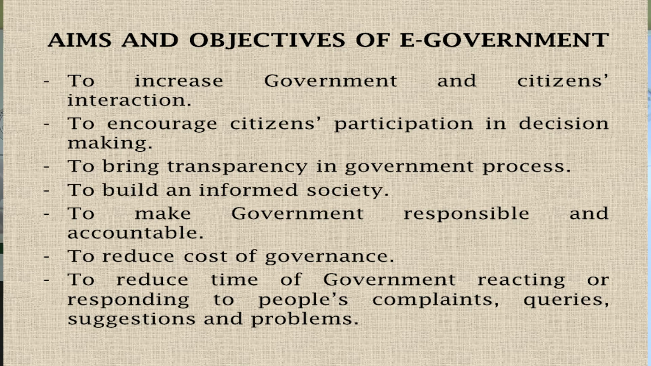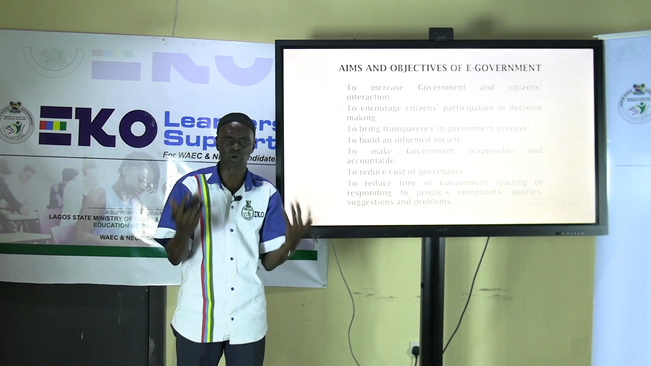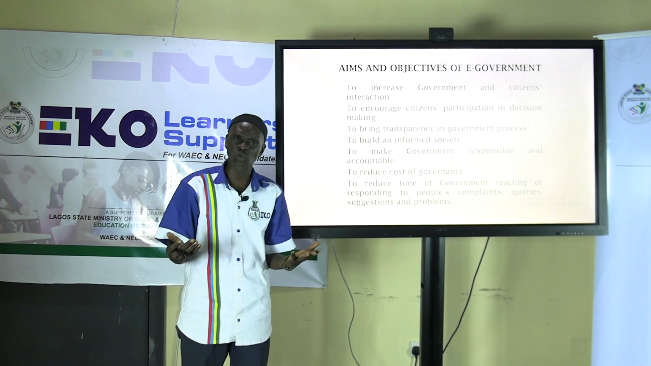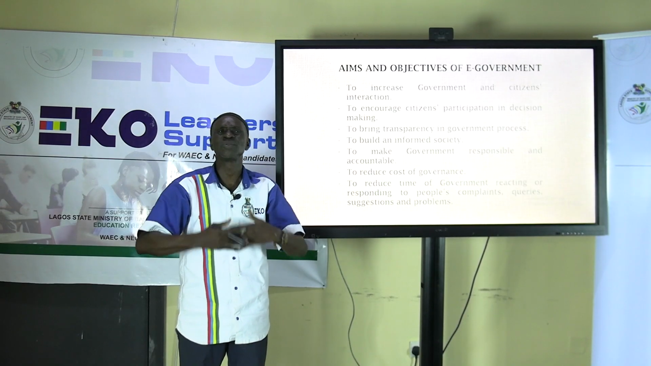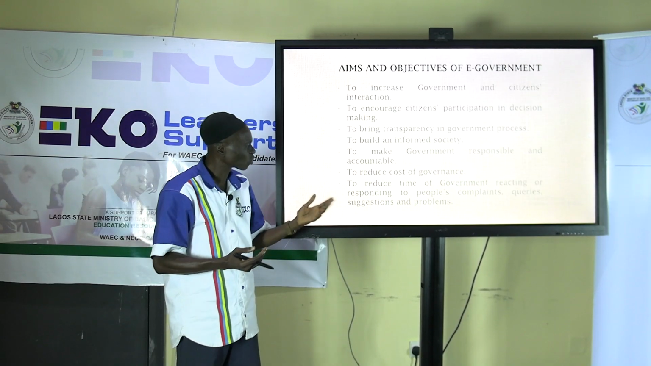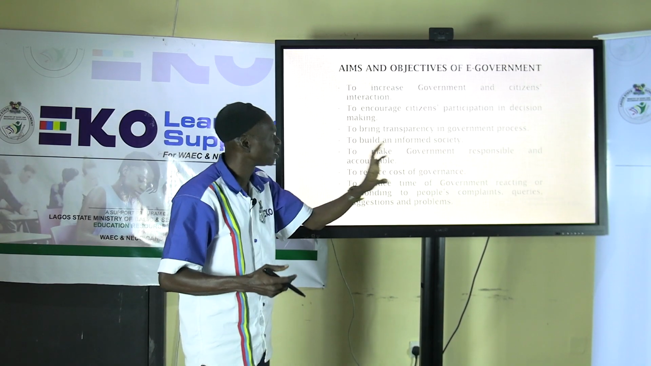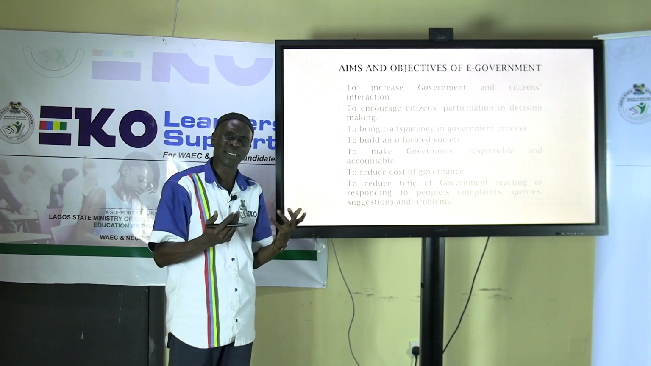To reduce the time of government reacting or responding to people's complaints, queries, suggestions, and problems immediately. When government sends information or messages, people respond. At any point in time, you see something anywhere, 119, 767 or whatever, you call, and immediately you get a reaction if there's an emergency. This is part of what we are talking about. There will be complaints, there will be queries always, and before you know it, the reaction will come immediately from the government offices, and you'll be happy that this is done for you.